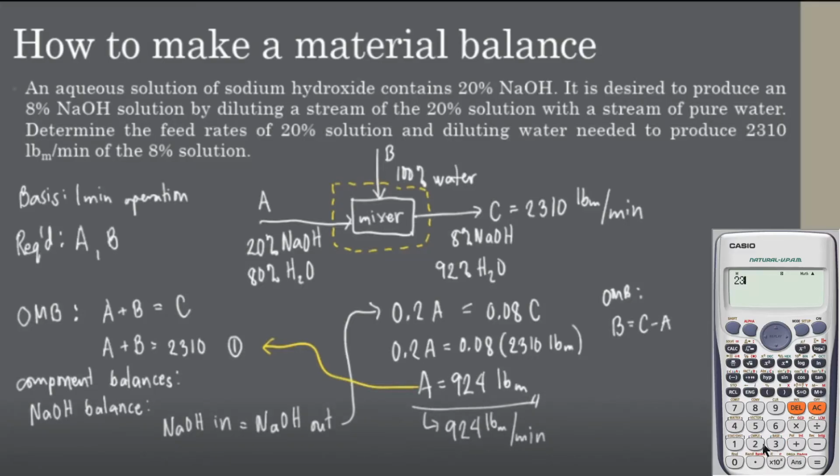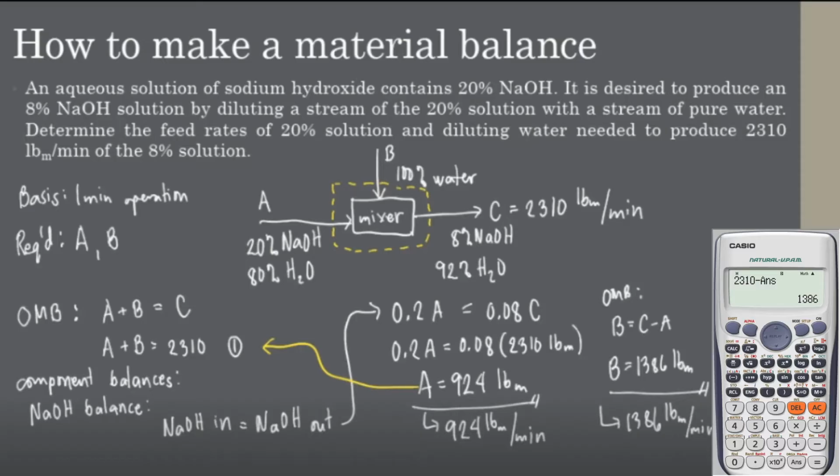And we calculate that as 2310 minus 294. Stream B has a mass of 1386 pounds mass. In terms of flow rate, we can write that as 1386 pounds mass per minute. And just like that, we were able to determine the feed rates of streams A and B. Our interpretation of this solution is, if you want to obtain 2,310 pound mass per minute of an 8% sodium hydroxide solution, you need to mix 924 pound mass per minute of a 20% sodium hydroxide solution with 1,386 pound mass per minute of pure water. Okay? That is our interpretation.